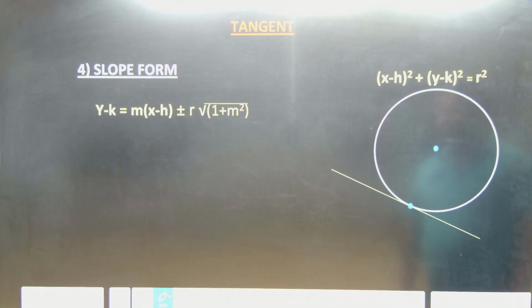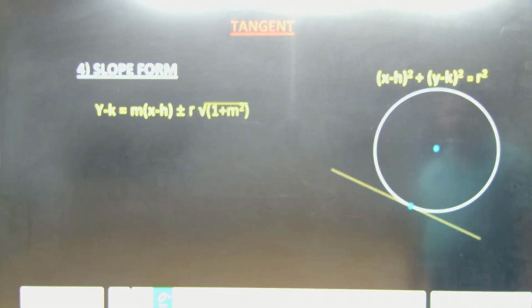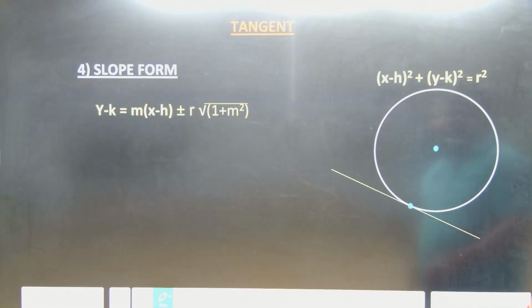Next one, slope form. This is another thing we have given. There I took the circle as x square plus y square is equal to r square. If it is the standard form, x minus h whole square plus y minus k whole square is equal to r square, wherever y is there, we write y minus k, and wherever x is there, we write x minus h. That's all that changes. Nothing much is there.